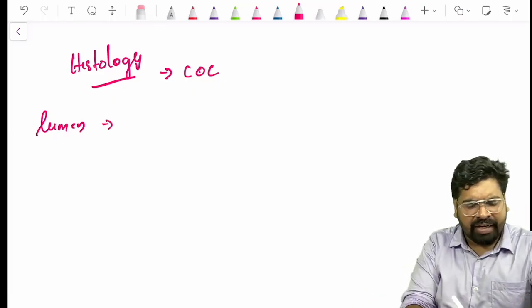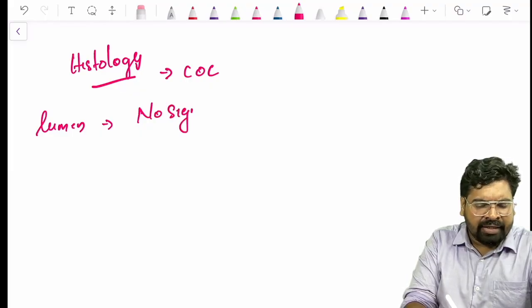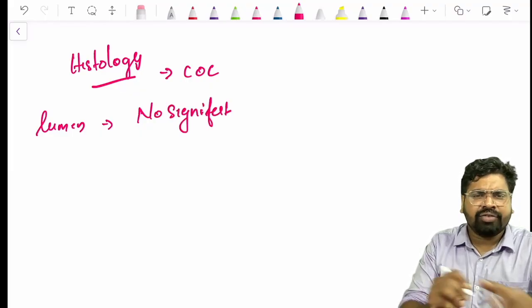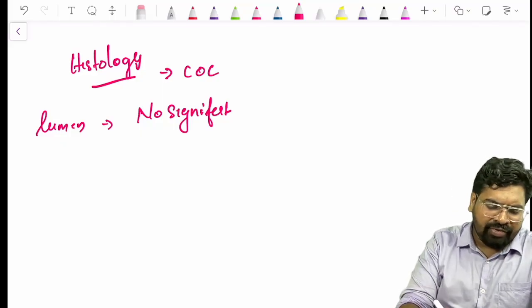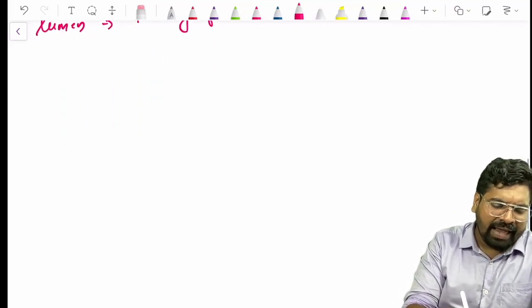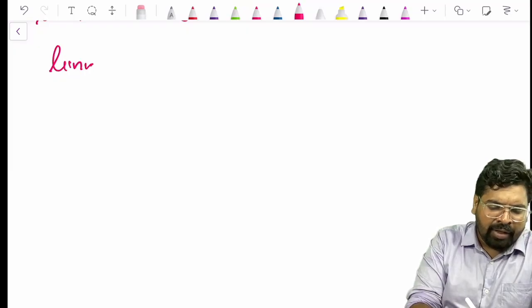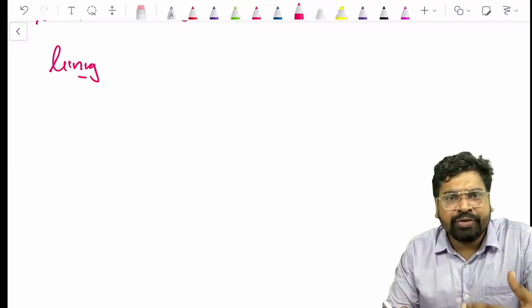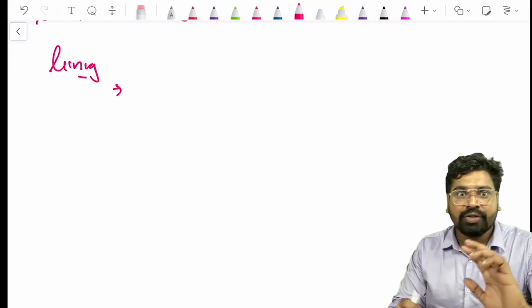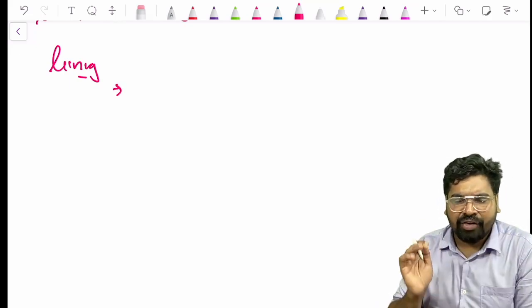There is no significant finding in the lumen of the COC. So next we see the lining. Now, about the lining of COC, there are certain important things you should learn. What is there in the lining of COC?